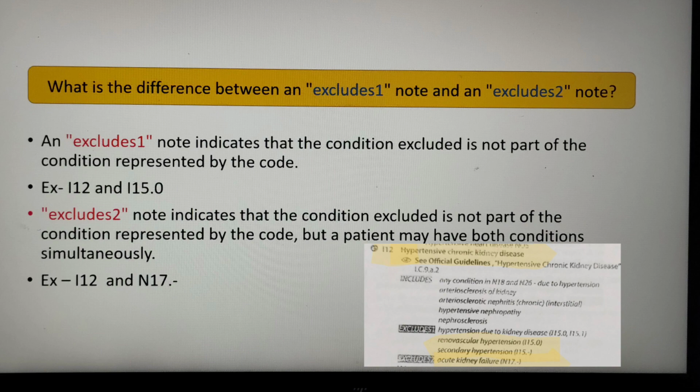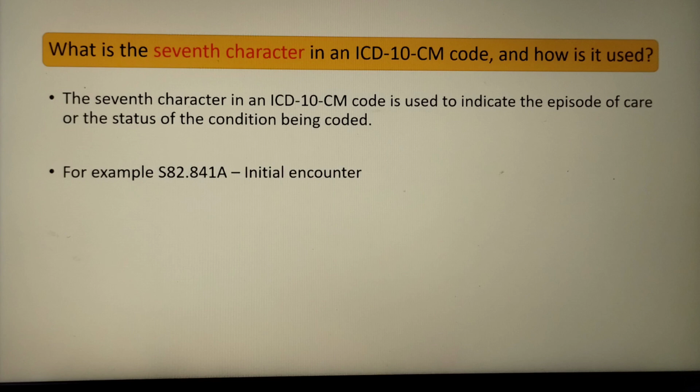simultaneously. For example, I12 and N17. I12 hypertensive chronic kidney disease and N17 acute kidney failure can be coded together. Acute kidney failure N17 is in an Excludes2 note for I12. So both conditions can be coded simultaneously. So the conditions present in an Excludes1 note cannot be coded together, and coming to Excludes2, the note indicates that both conditions mentioned in the note may coexist and can be coded together if supported by clinical evidence.